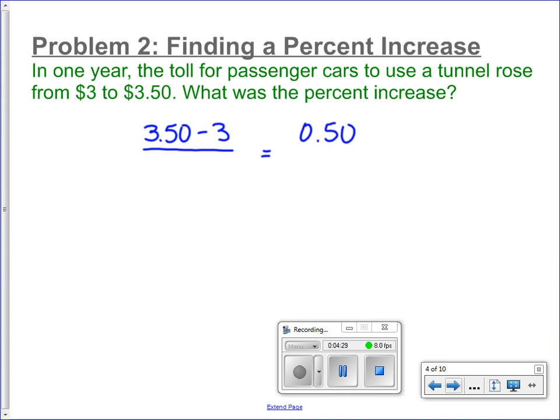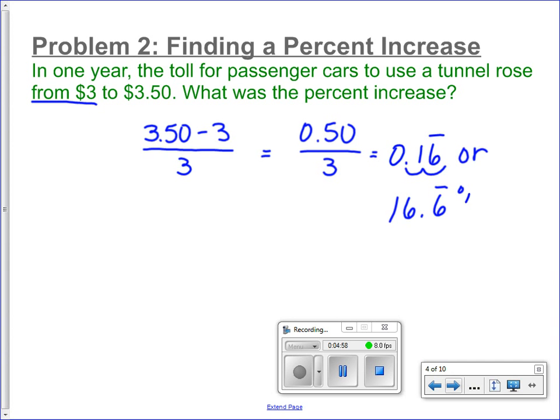The original amount is the from number, 3. So we want to divide 50 cents by 3. And we get 0.16, and the 6 is repeating. So changing this to a percent, moving the decimal point over a couple of places, it would be 16.6 repeating percent, or written as a fraction, 16 2/3%. All right?